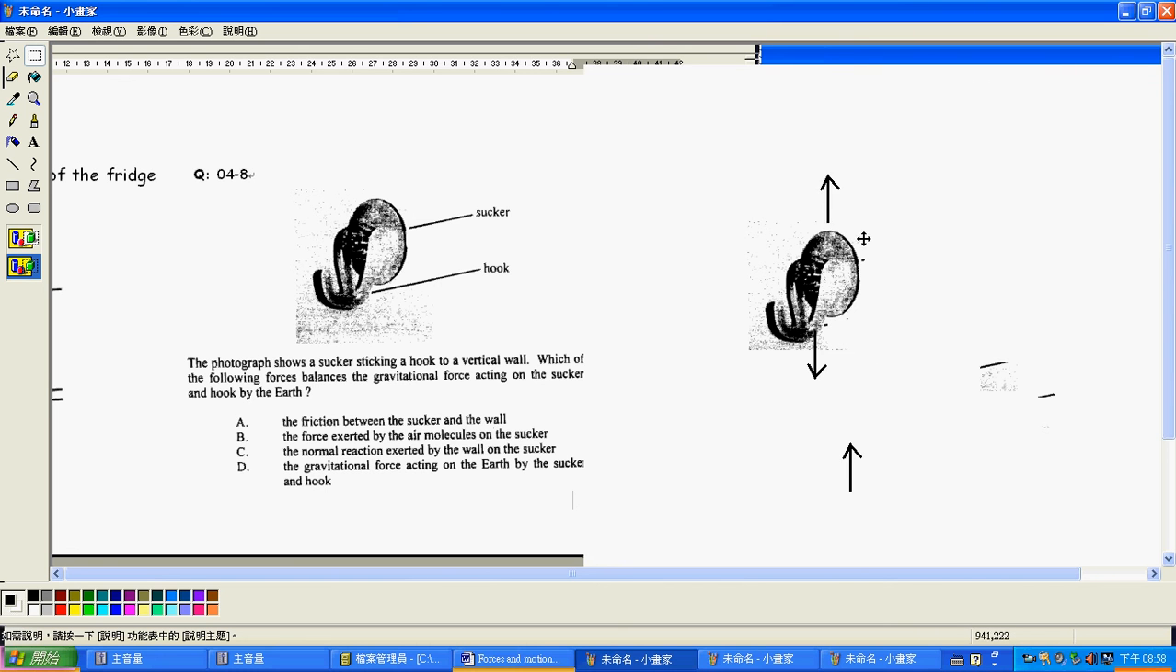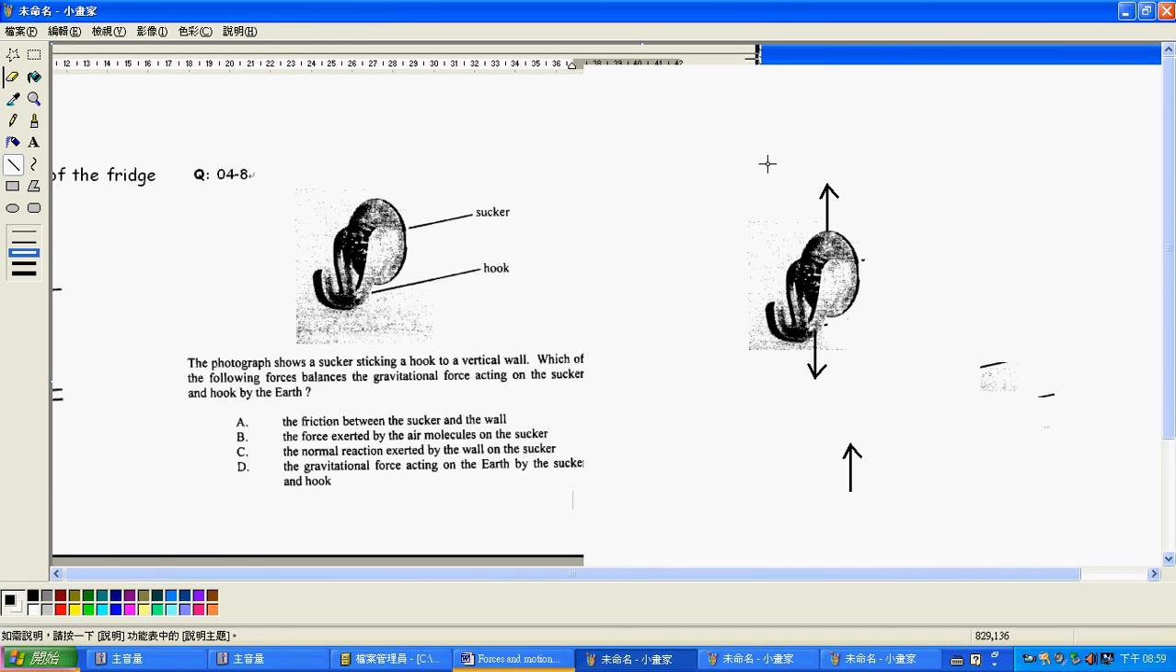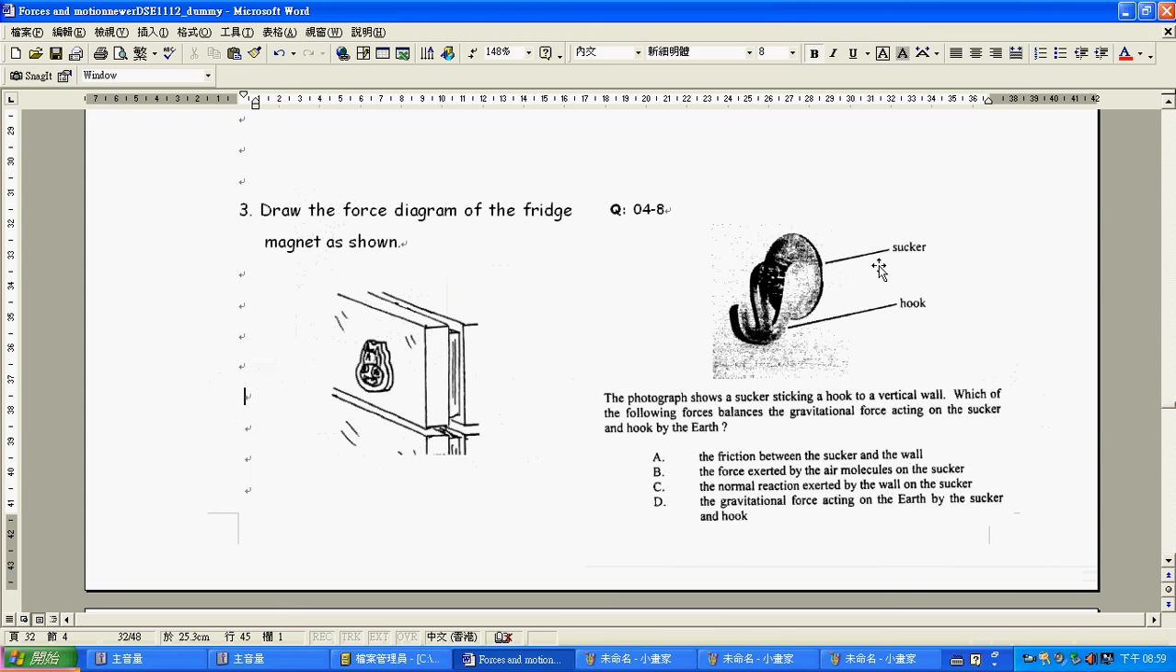So this is the friction, and then there are forces due to the air pressure. The forces due to the air pressure act this way, and then the wall has got a normal reaction which acts this way. So the answer for this question is A, it must be the friction.